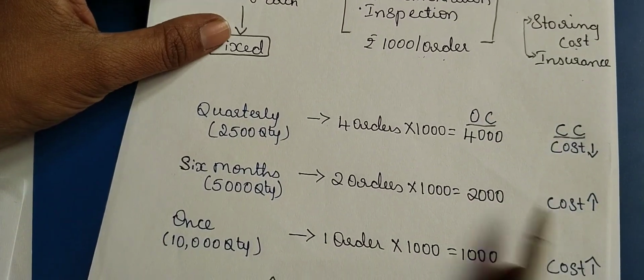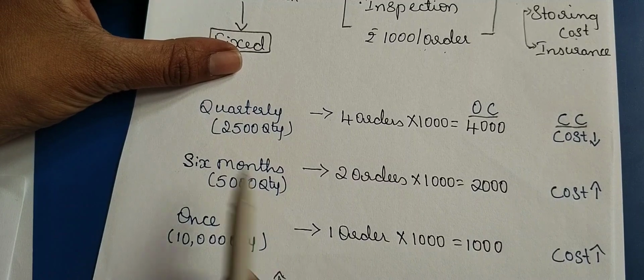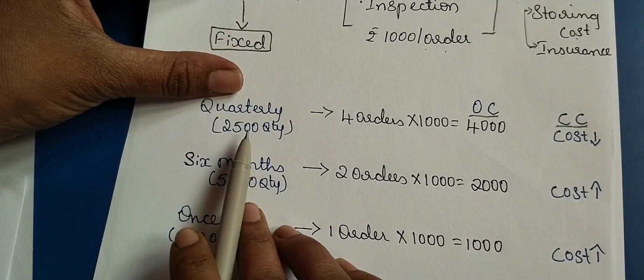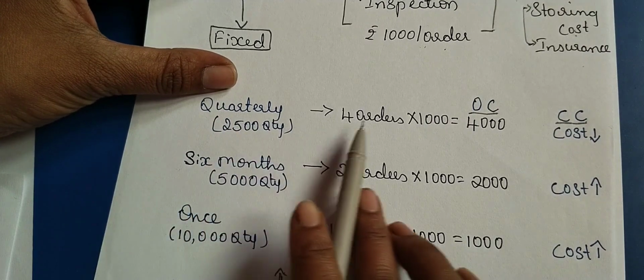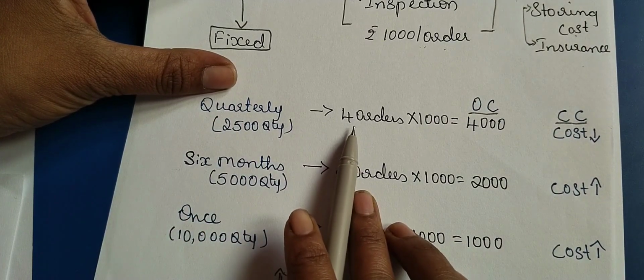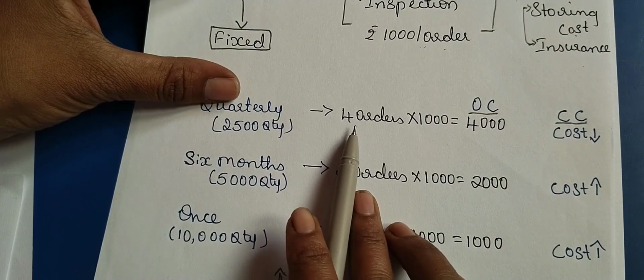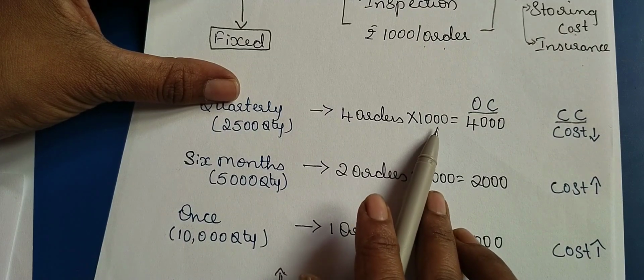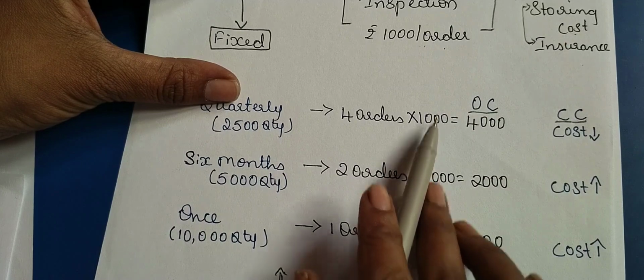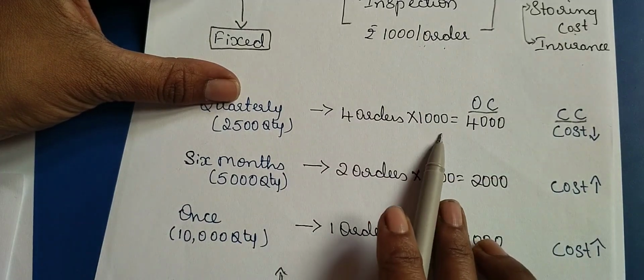See here, we have one example. Now, example, you are ordering quarterly 2500 quantity. Quarterly means how many times you can give an order? 4 orders you can give in a year, right? 4 orders. Per order they are charging rupees 1000.